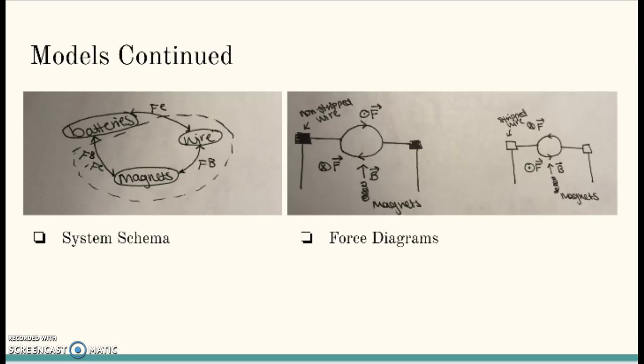On the right, we have the force diagrams. The left force diagram is a hypothetical scenario. If the wires were not stripped at all, the wire loop would not spin because there would be no current running through the wire. The right force diagram is closer to our actual experiment. One wire was stripped completely, and one was stripped on only one side.